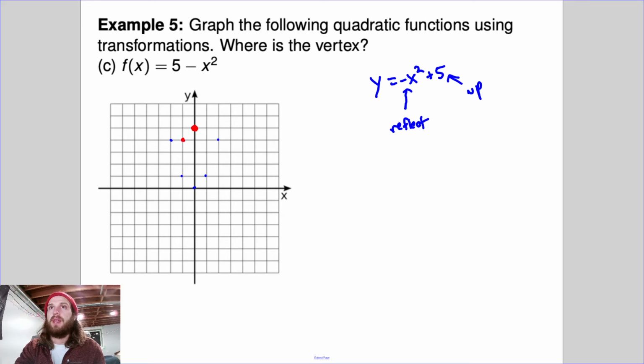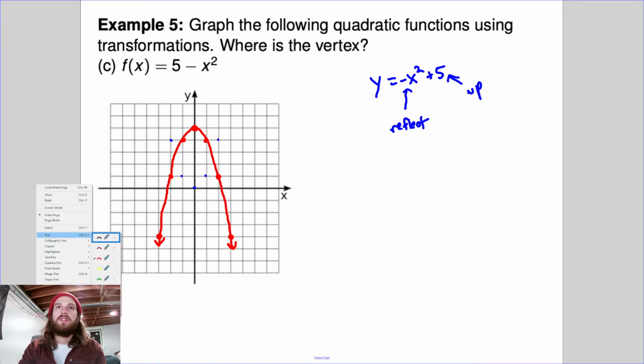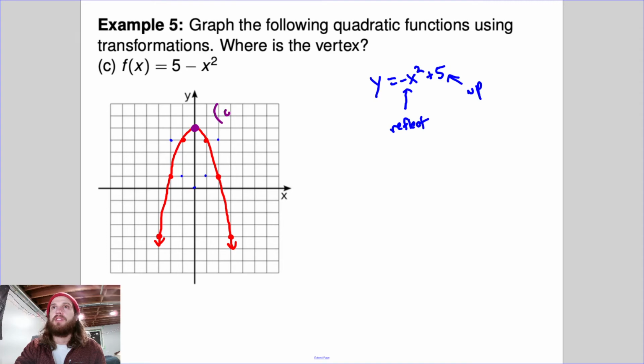But it's opening down. And it has the same shape as the parent function. Over 1, down 1, over 2, down 4, over 3, down 9. That will do. Now, on these last 3 examples, it wanted, I didn't do this, but it wanted us to find the vertex. So the vertex here, and label it, the vertex here is 0, 5. Can we see that in the equation?